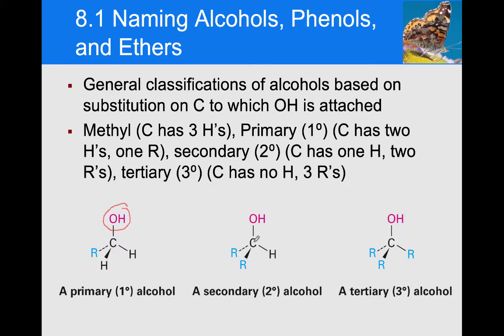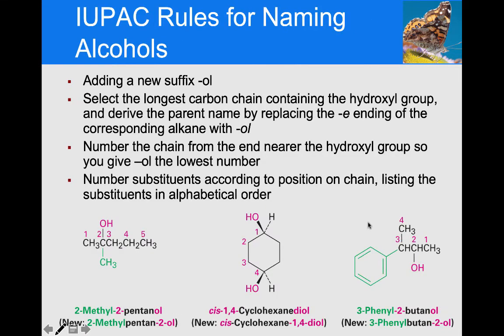Secondary alcohol, this carbon attached to the OH is bound to two carbons. In a tertiary alcohol, this carbon bound to the OH is bound to three carbons. So we can talk about an alcohol being primary, secondary, or tertiary. Now we know this is important because if you go back and think about SN1, SN2, E1, E2, whether the electrophile was primary, secondary, or tertiary, a lot of times dictated what type of reaction mechanism is taking place.